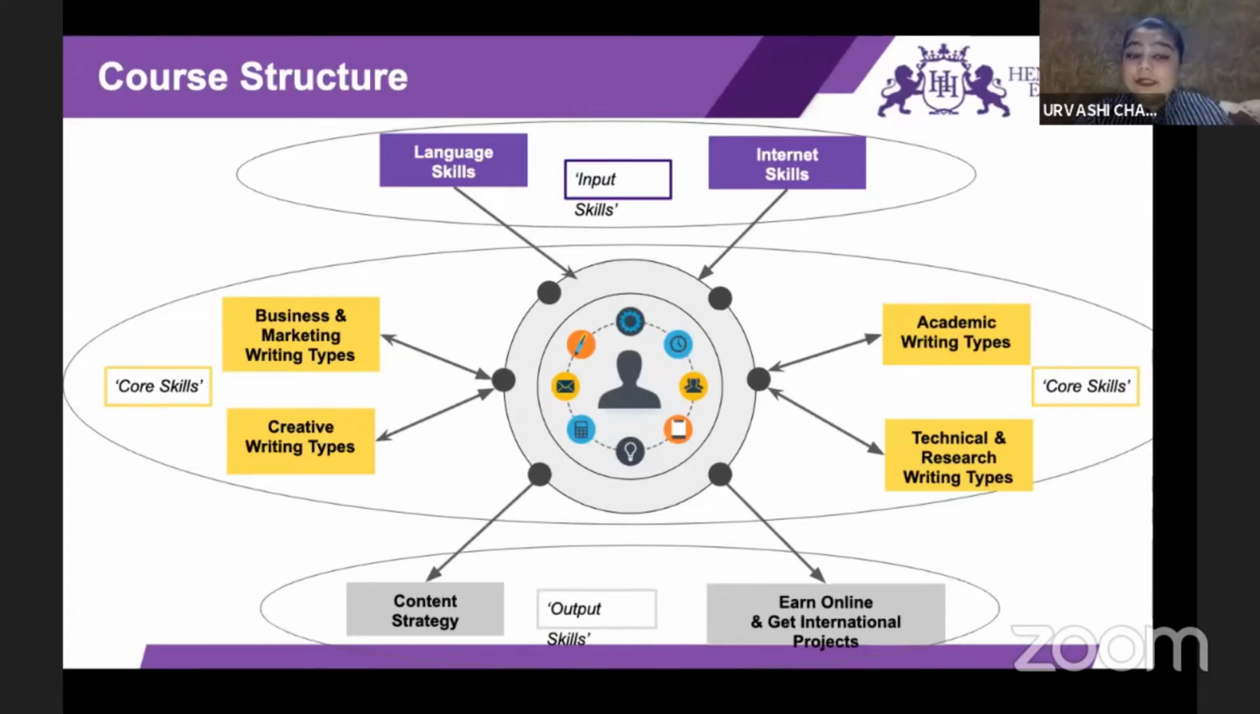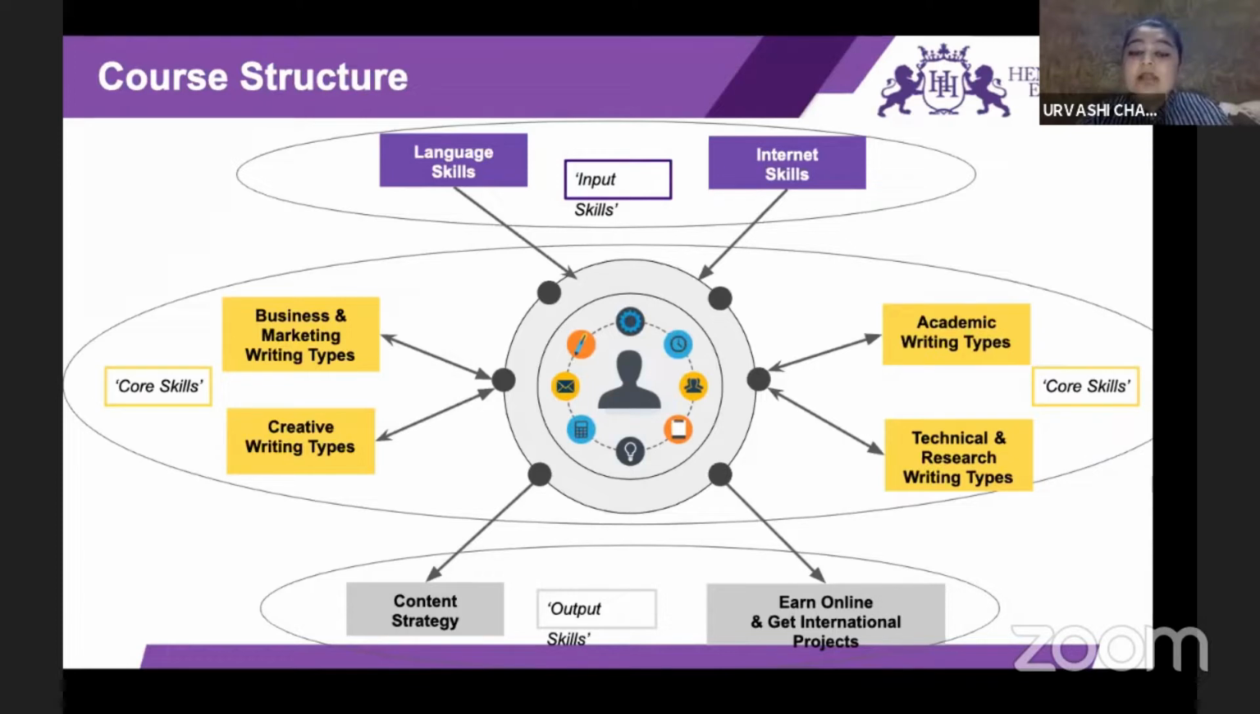The next is your creative writing type. I've just elaborated the difference between the two. The next one is your business and marketing writing types. This is again something that is very much new into the industry, and we are catering to business and marketing as a segment as a whole.